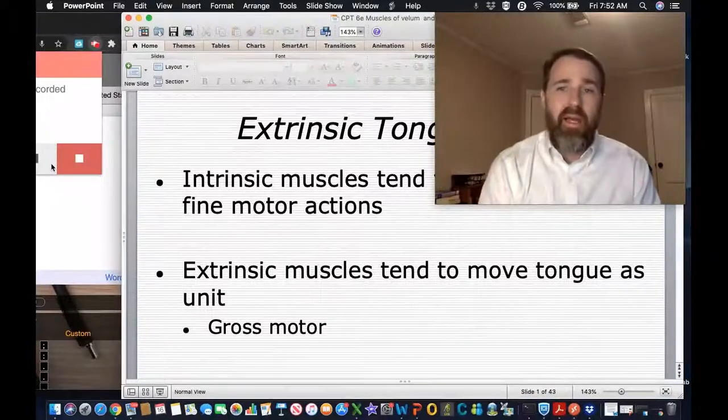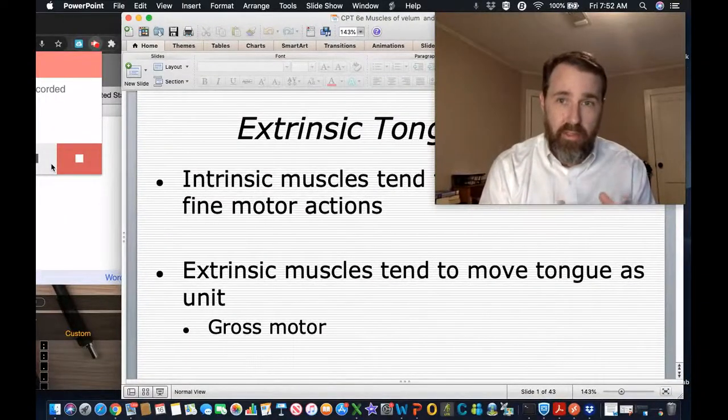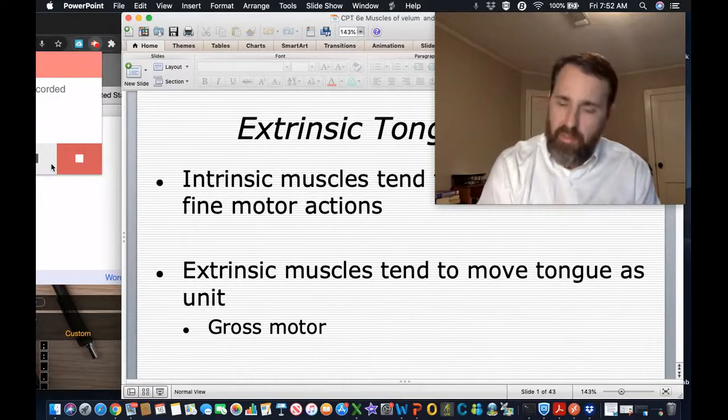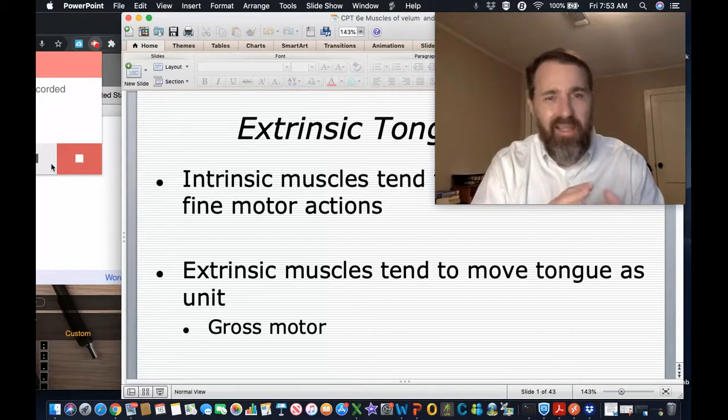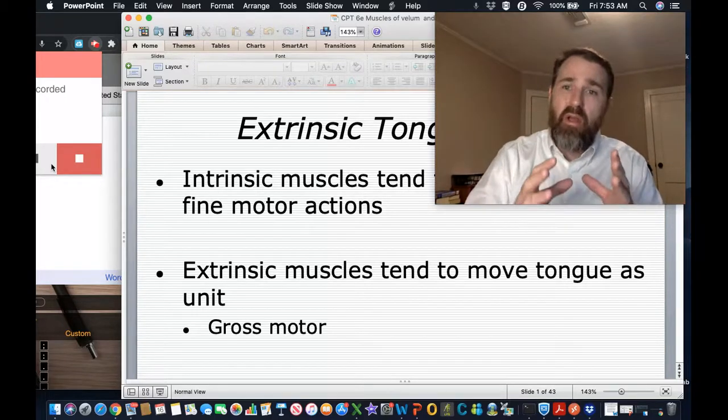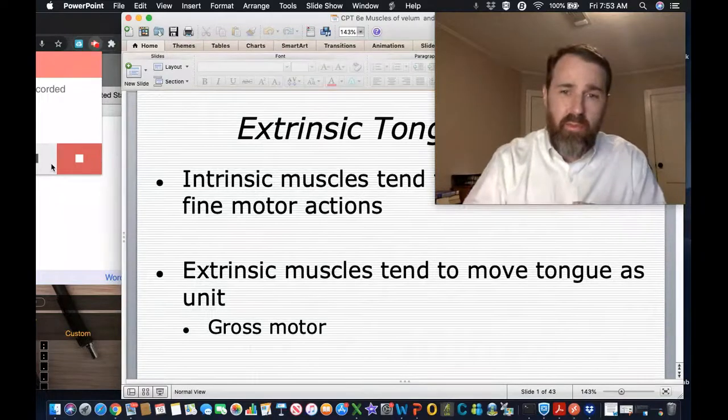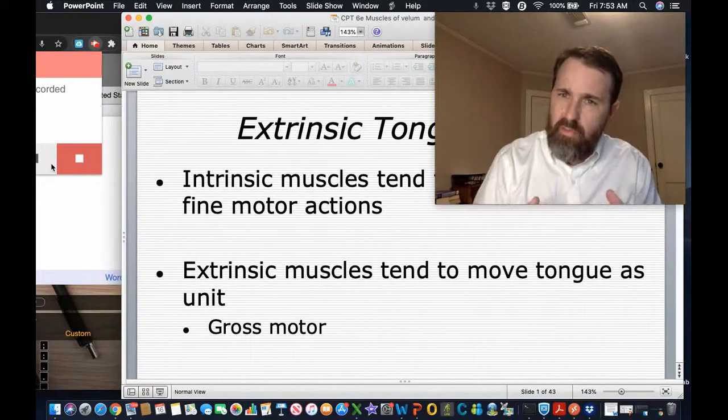All right, so now that we have covered the intrinsic muscles of the tongue, which are responsible for fine movements of the tongue, so small movements of the tongue, let's get into the extrinsic muscles of the tongue, which are more responsible for larger, gross movements of the tongue.